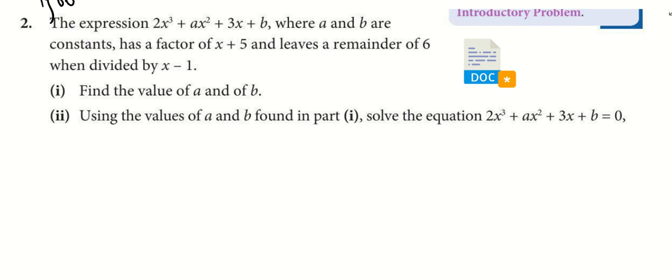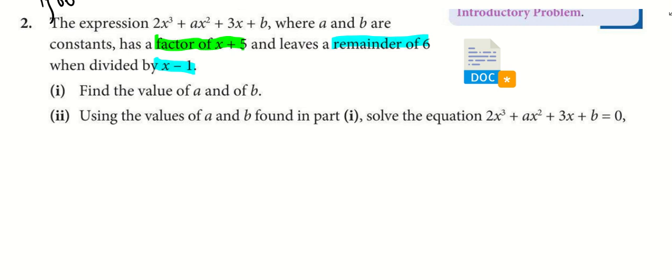Okay, as you read this question, there are some keywords. So let me highlight the keywords first. Oh, teacher, the expression is given. There are A and B which are constants. What is important? There is a factor. On the other hand, there is a remainder when it's divided by x - 1.